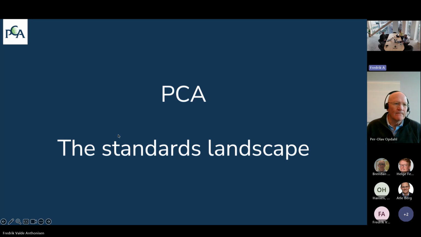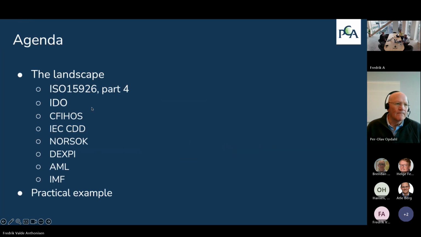Let's see here if I can change, there it works. So as you can see, there are some different standards that we'll go through today. There are more standards that could be relevant to present here, but the list was already getting pretty exhaustive, so I decided to leave some of them out. But if there are any specific ones that you feel should have been here, then please make a note of that in the chat.